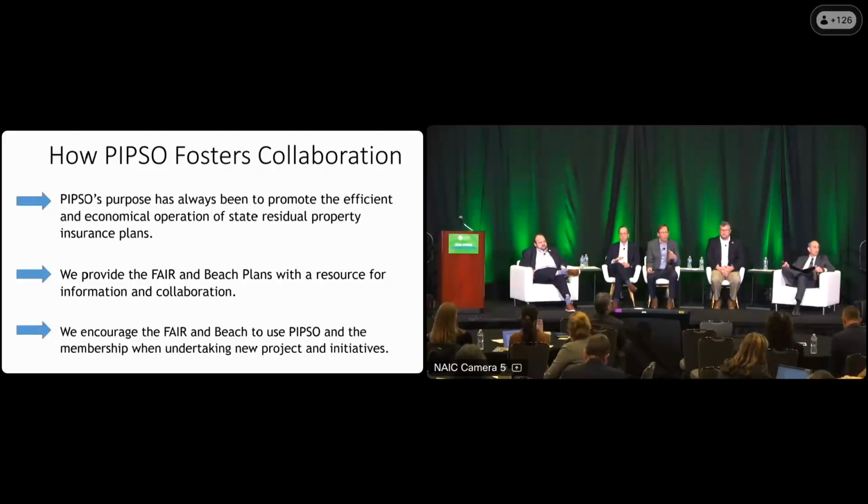We encourage the fair plans to use PIPSO, and we also leverage our relationship with APSO, the auto insurance plans. PIPSO is a very small office. The resources mainly consist of our knowledge, the resources we have in-house, and the strength of our membership, the depth and breadth of their knowledge and their ability to assist one another, and for us to facilitate that.